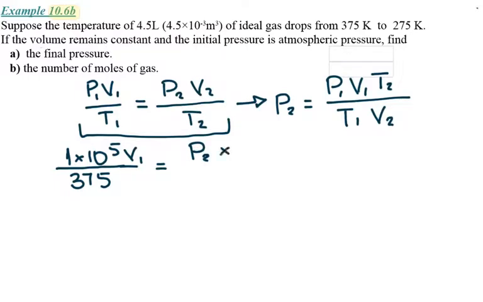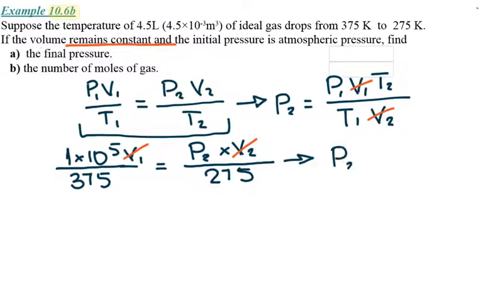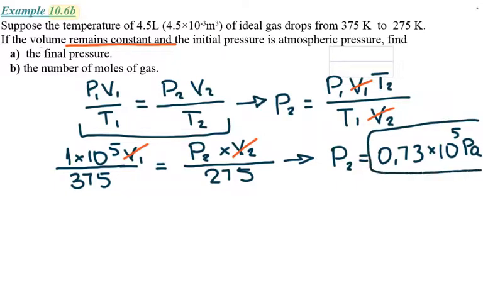The initial and the final volume are constant, the volume stayed constant, so I can just cancel the volume over here in my equation, and I divide by 275, that's the final temperature, and the initial one is 375. And then from here I can calculate that P2 is equal to 0.73 times 10 to the 5th Pascal, or 0.73 atmospheric pressure.